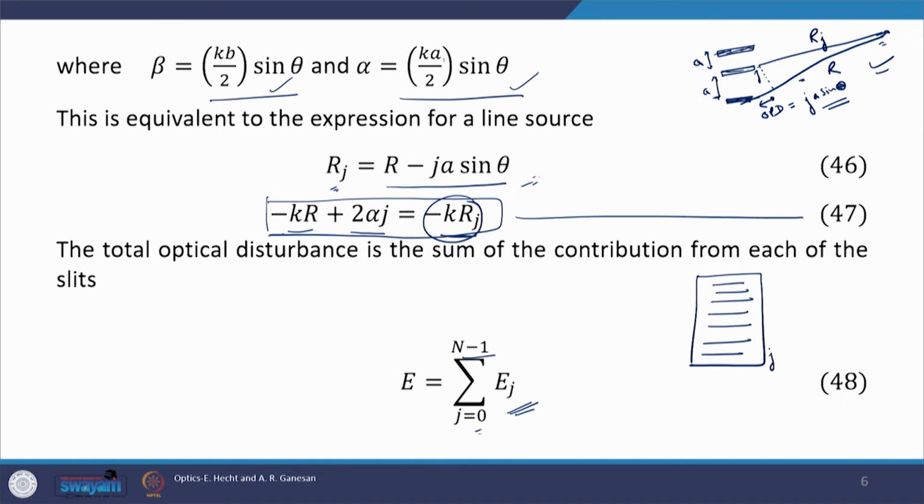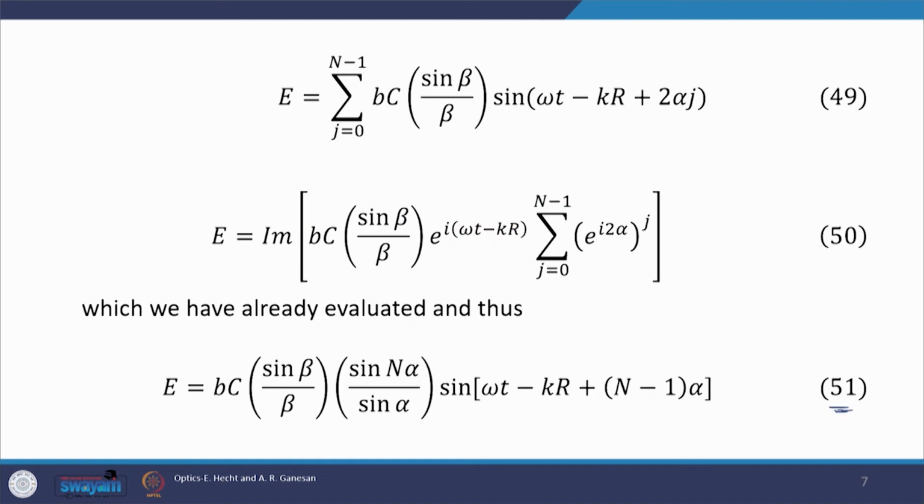j is equal to 0 here, then j is equal to 1 here, and so on, and at last j is equal to n minus 1. It ends at n minus 1. Since the counting starts with 0, the total number of slits in this case would be n. Now, let us perform the summation over the Ej, and the summation gives this.